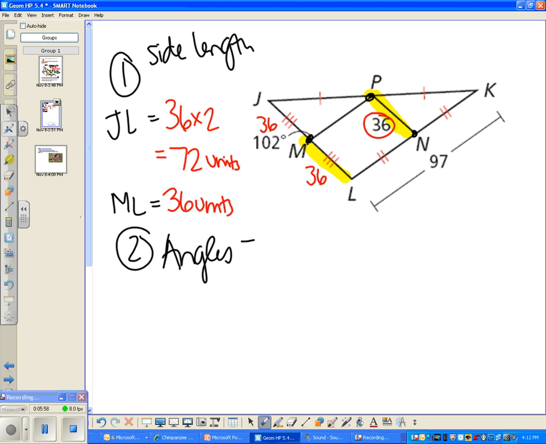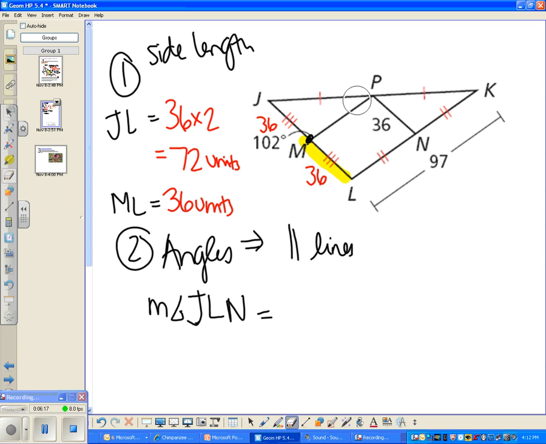And since we know angles, we're going to use the fact that we have parallel lines. And we know a lot of things about parallel lines. So let's say I wanted to know the measure of angle JLN. I wanted to know what that is.